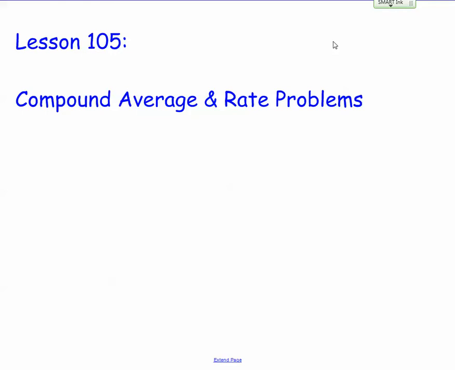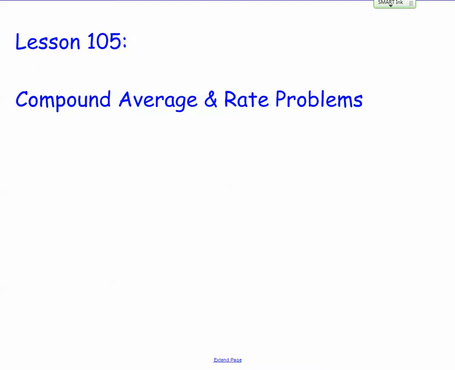Okay, we're going to talk about compound average and rate problems today. Some people call this weighted averages. Actually, your grades are done with weighted averages in a lot of classes, including mine. So, compound or weighted averages today.